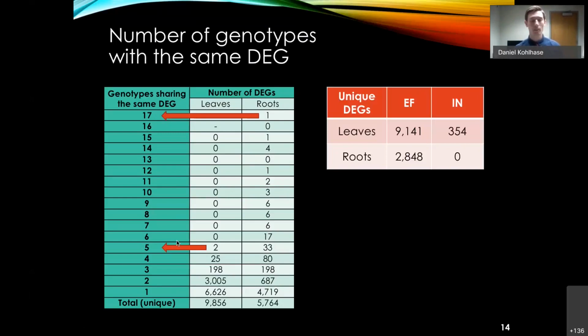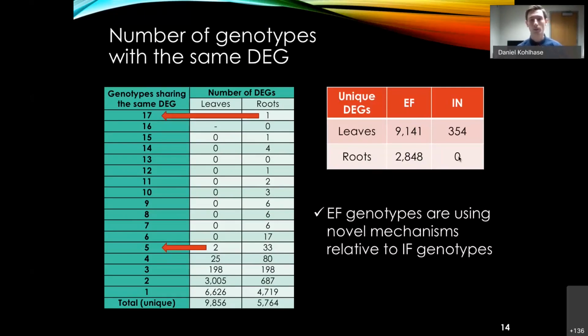And then again, using the phenotypic clusters or the phenotypic classes, we looked to see which genes are unique, or which differentially expressed genes only show up in an efficient genotype, or which show up in only inefficient genotypes. And what we discovered is that there were a lot of genes that were specific to only iron efficient genotypes. In the roots, we don't see any that are unique to the inefficient. So what this is showing us is that in the roots, efficient genotypes are using the same genes, or there's an overlap of genes as the inefficient, but they are using novel mechanisms relative to the inefficient genotype, shown in this number.